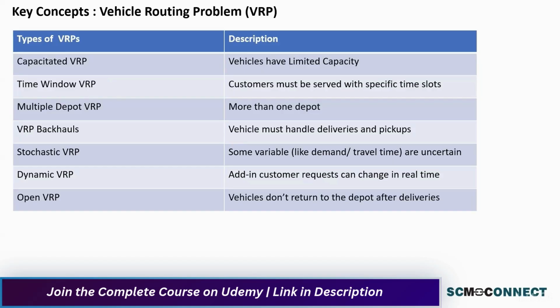Open VRP: vehicles don't return to the depot after deliveries. Typically, like when we deploy market vehicles and want to do milk run optimization, they cover point 1, 2 from your main depot or the plant, and they end up at the last point. They don't necessarily come back to the depot. Typically, your dedicated vehicles will come back to the depot. Otherwise, it's an open VRP. So open VRP is basically typically for market vehicles.